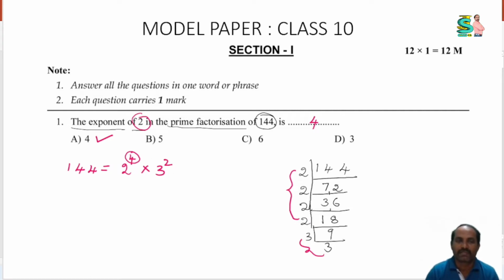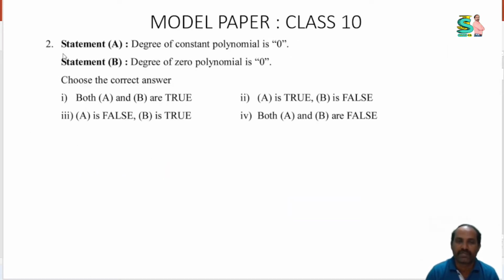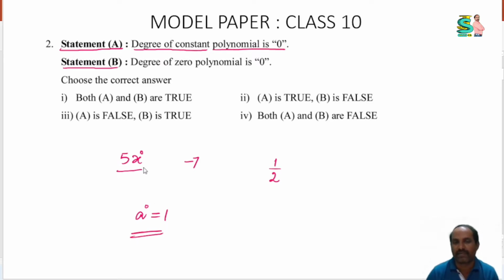Okay, now the next question. Here two statements are given, statement A and statement B. Degree of a constant polynomial is 0. What is a constant polynomial? A constant polynomial means any number, like 5, minus 7, 1 by 2. We can write x power 0 here, because a power 0 is equal to 1. That's why we can write 5 into 1, which means x power 0. Here also we can write x power 0, and here also.